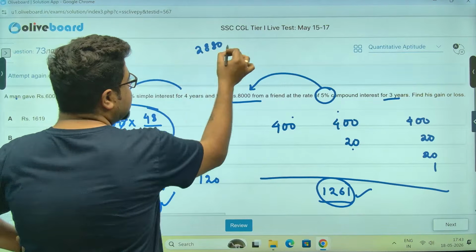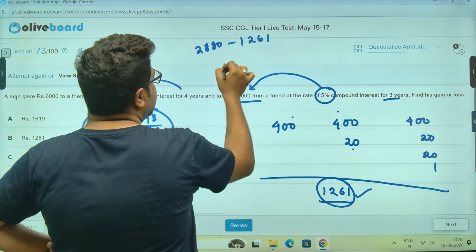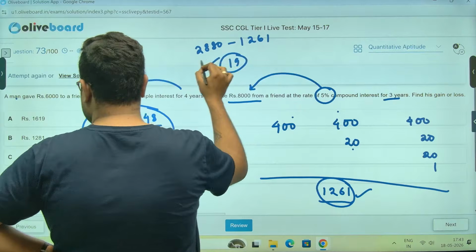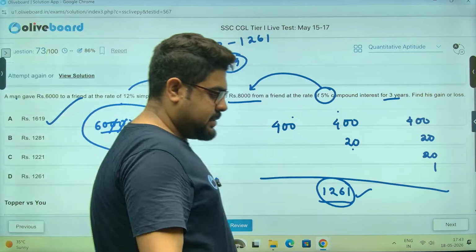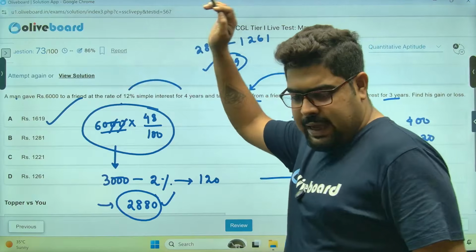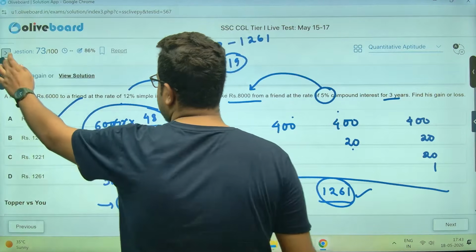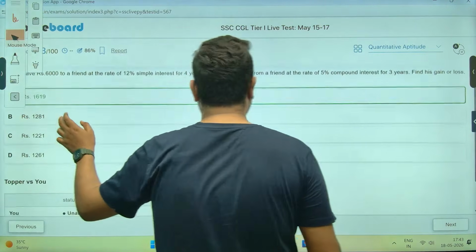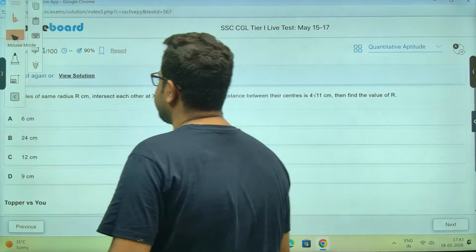2880 minus 1261. The last digits will be 19, sir. Option A is the answer. You see, I just calculated the last 2 digits. Option A is the only option which ends with 19. That has to be the answer.